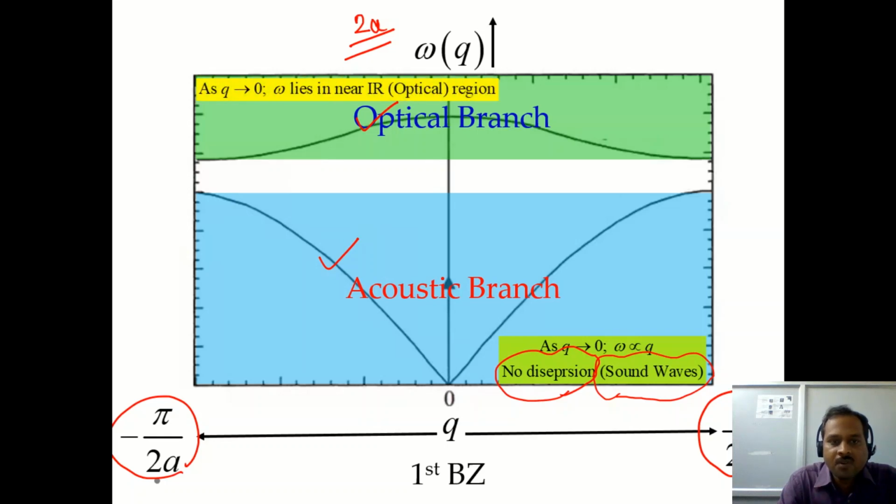And for the higher frequency branch, we can see as q tends to 0, the frequency lies near the higher region or the optical region. That's why the name is optical branch.